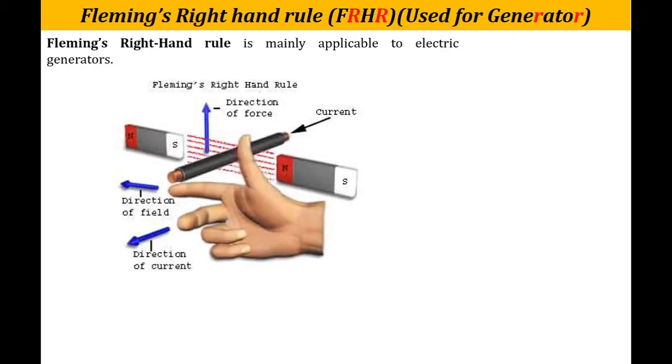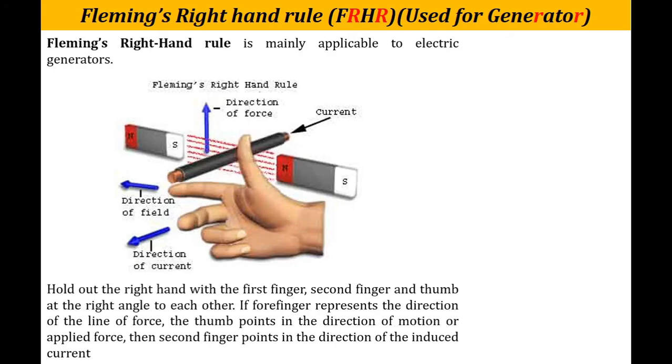So here again I will use my right hand now. Here you will observe that if I stretch my thumb, this is the thumb, this is the first finger, this will be the middle finger. If I arrange it in such a way that there will be an angle. So what you will find, if the forefinger represents the direction of the line of force, then if the thumb points in the direction of the motion, it indicates what? This will be your direction of the field, this will be your direction of the current, and this is nothing but your force. So therefore, what is the statement?